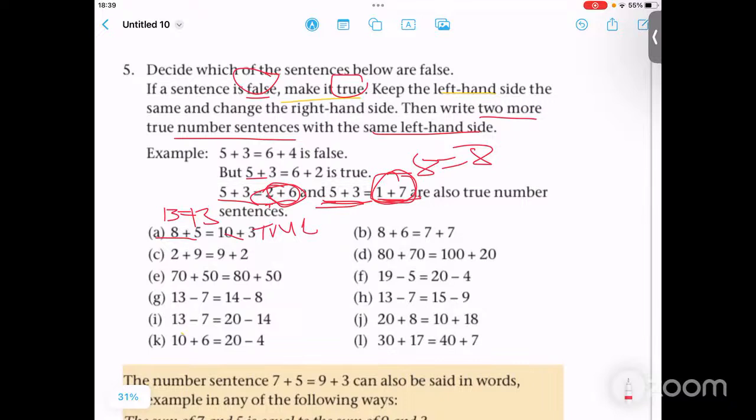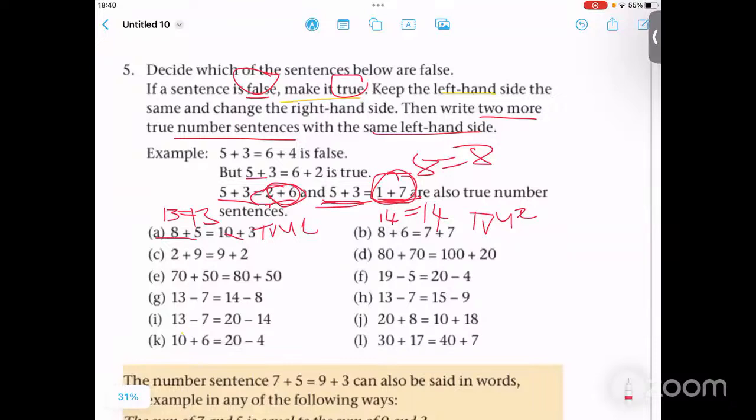14. So we have 14 and 14. So for 8 plus 6, we have 14 and we also have 14 here. Now, is this number sentence correct, true or false? True. And if it's true, do we make changes? No, ma'am. No changes if it's true. We only make changes if it's false.